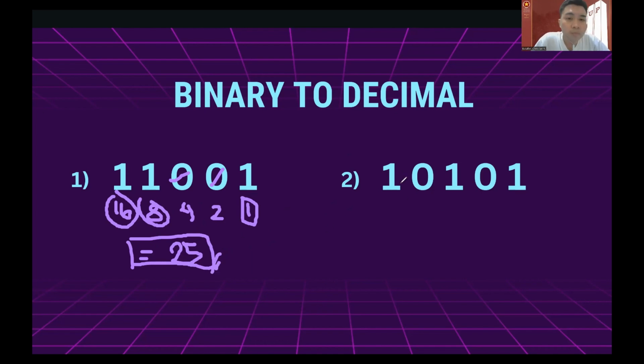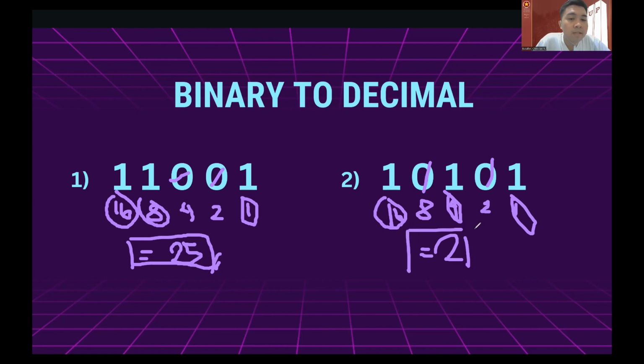So let's proceed to 2. So I have here 10101. Then to get the decimal, again, we will just start in the right-most number. 1. I will put 1 and I will double it. 2, double ng 2 is 4. Double ng 4 is 8. Double ng 8 is 16. So I will disregard the 0. So I will encircle it 16, 4, and 1. So 16 plus 4 is 20. 20 plus 1 is equal to 21. So the decimal number of this sample is 21.